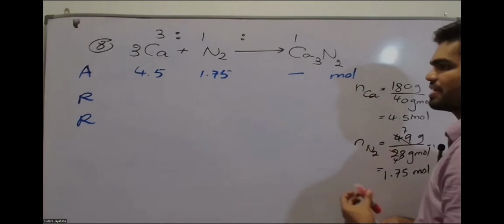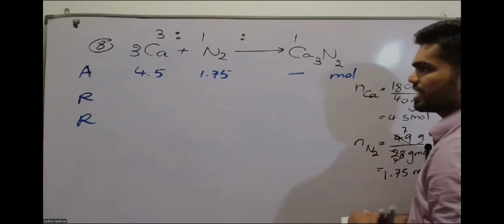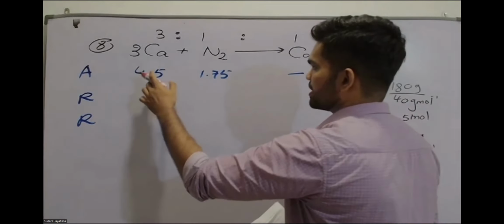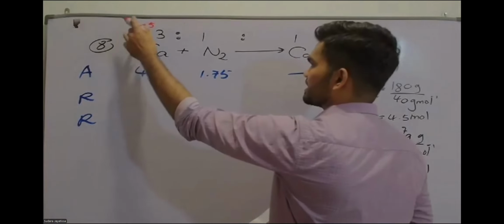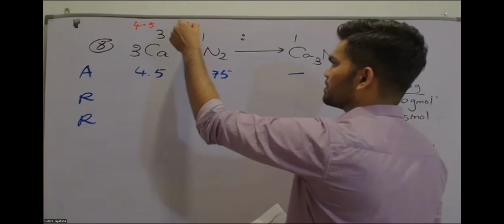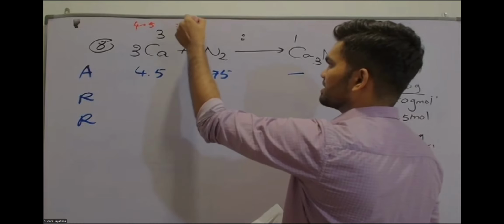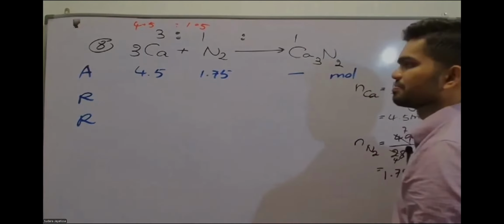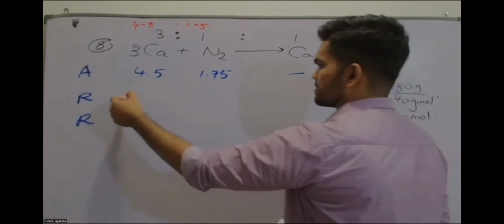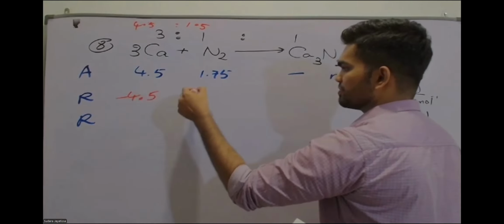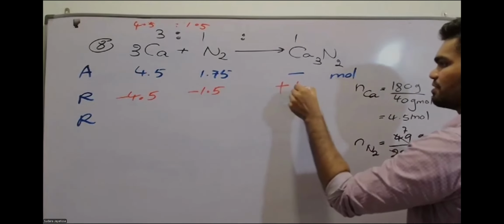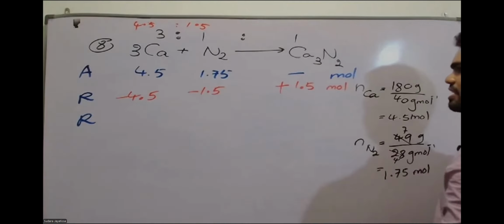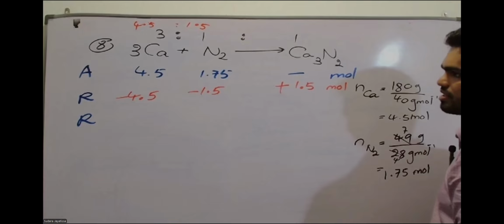So remember the sentence we are writing. To react with 4.5 moles of calcium, let's say the whole 4.5 is reacting. I'll be needing only 1.5 of this one, because it's 1 to 3, I divide by 3, 1.5 of this. So I have more than 1.5. Therefore, all this calcium will react. Understood? Here, 1.5 moles of calcium nitride will be formed. Understood that?